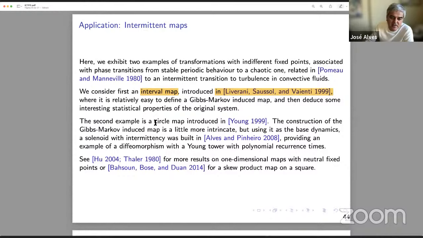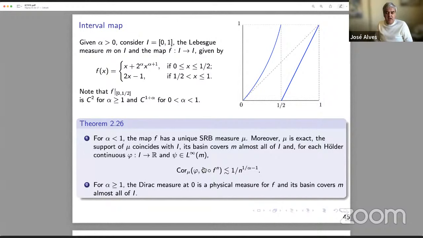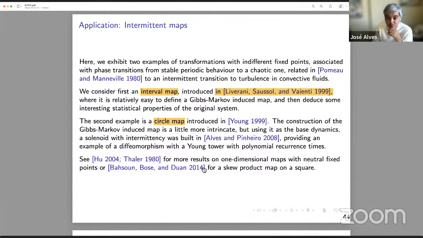In a circle map, we need to approach the fixed point from both sides, and so we need to control both sides, and that's why we have some extra work. In the first example, the interval map, I will only consider one side of the fixed point, and so the work is simplified. And there are examples also by other people, in particular skew products on the square by Bassoon, Bose, and one. Many other people have studied these examples. This is due to Liverani, Saussol, and Vaienti, and many people refer to it as the LSV example.